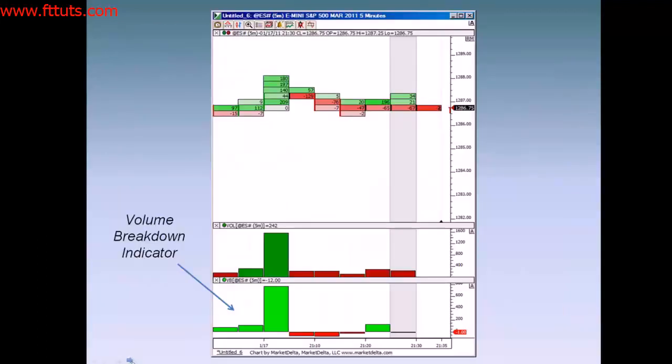Now, there's also another indicator which we talked about before, called the volume breakdown indicator, and this shows us a visual representation of the actual delta for each time bar. So in this case, we had a big positive delta, and sure enough, prices went up. In this case, we had a negative delta, and sure enough, prices went down.